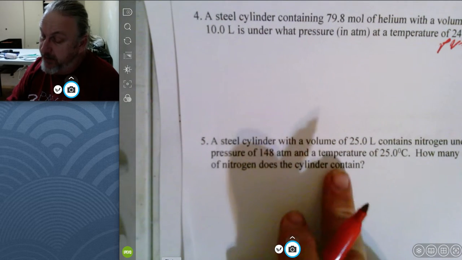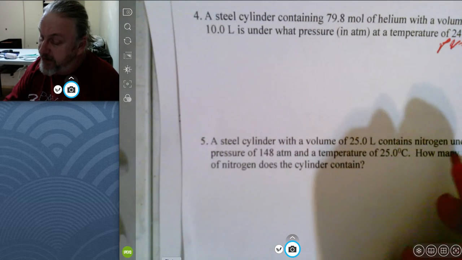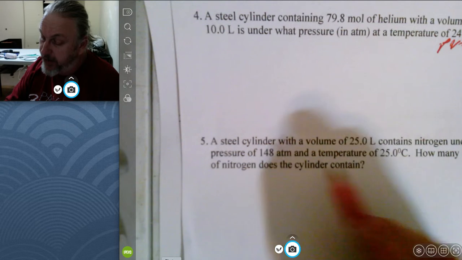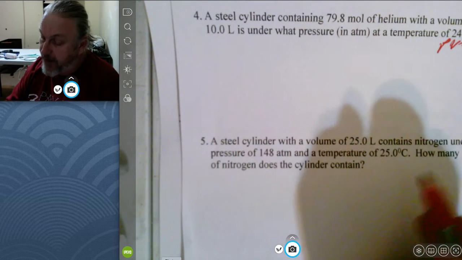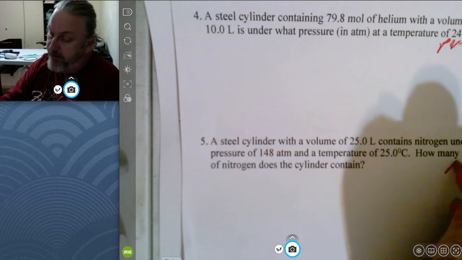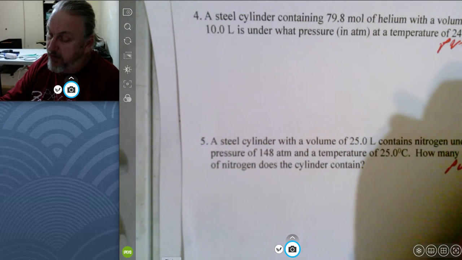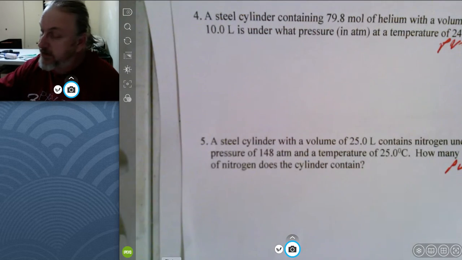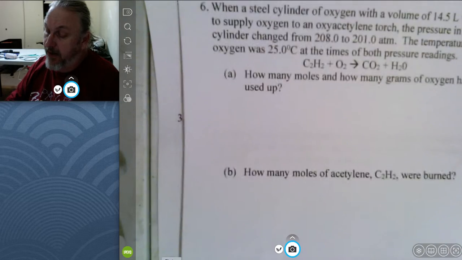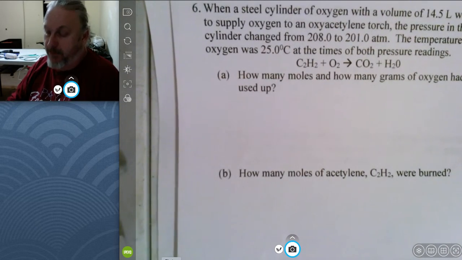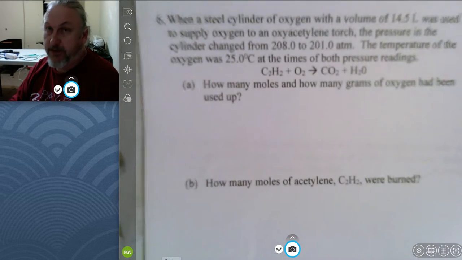A steel cylinder with a volume of 25 liters contains nitrogen under a pressure of 148 atmospheres, temperature 25. How many moles? Easy. PV equals nRT. Then just identify it. This next one is a little bit more confusing. Let's see what we got.